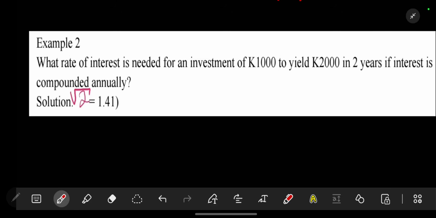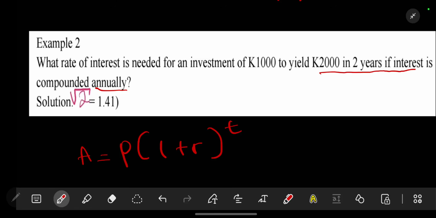Let's say we have this. What rate of interest is needed for an investment of 1000 to yield this in 2 years if the interest is compounded annually, meaning per year? So we are going to say our A should be equal to the principal, open brackets, 1 plus our R to the power of our T.